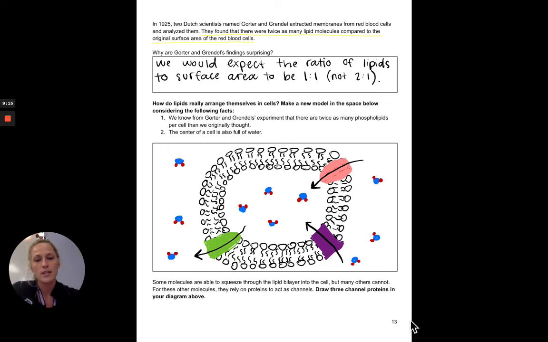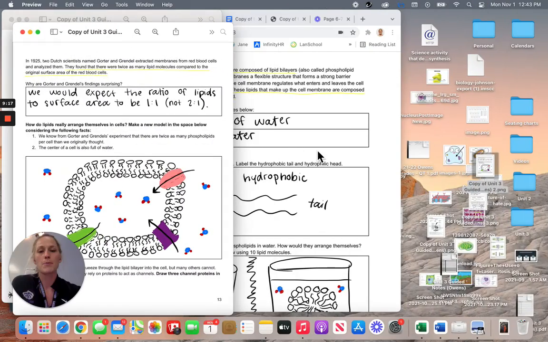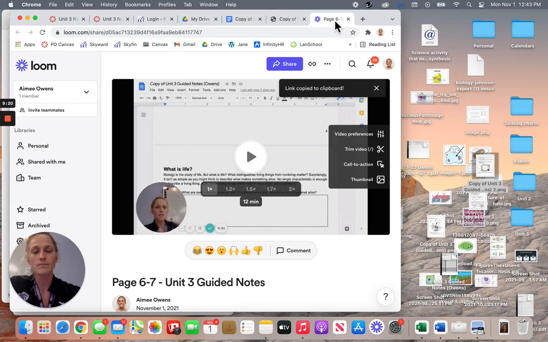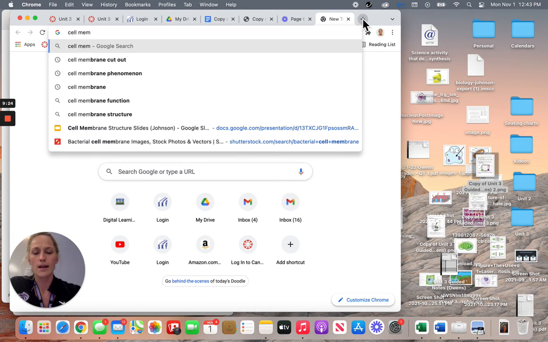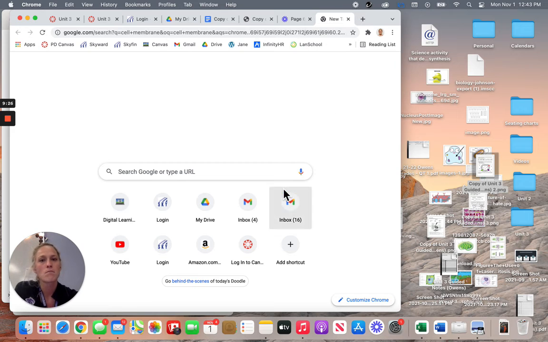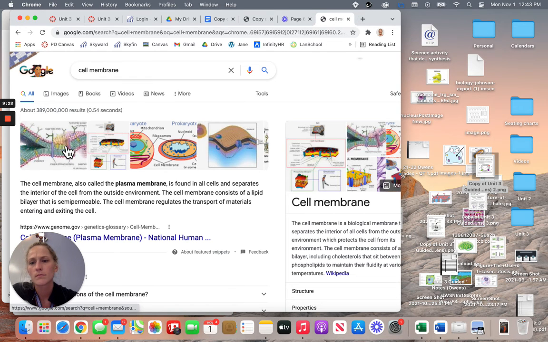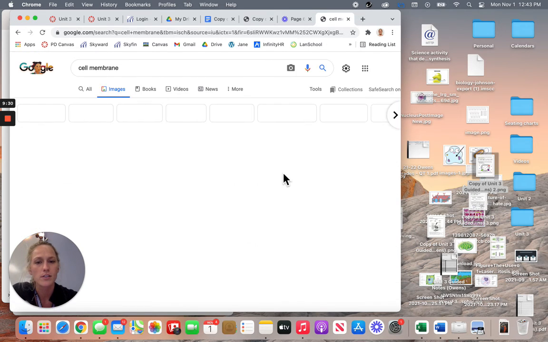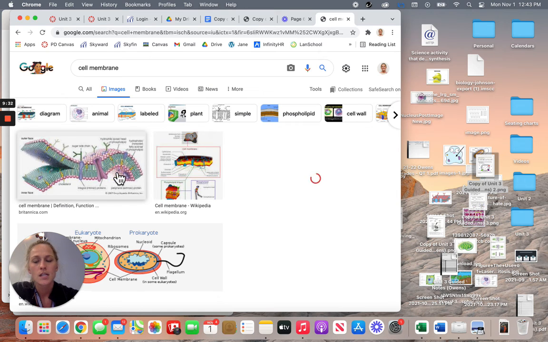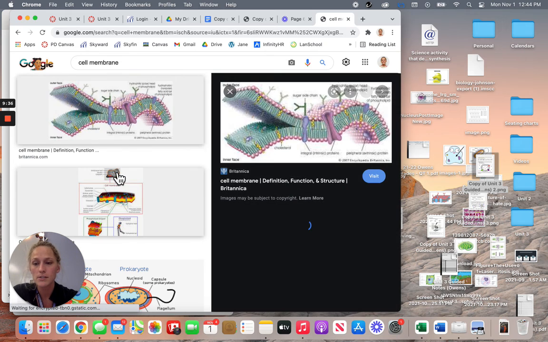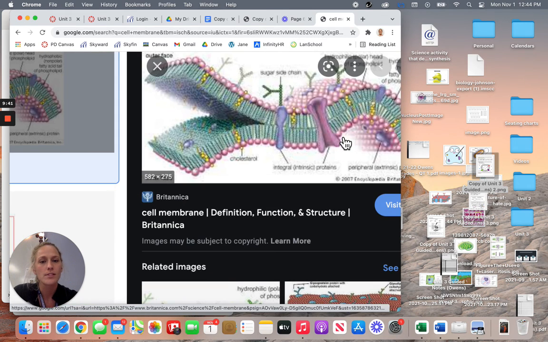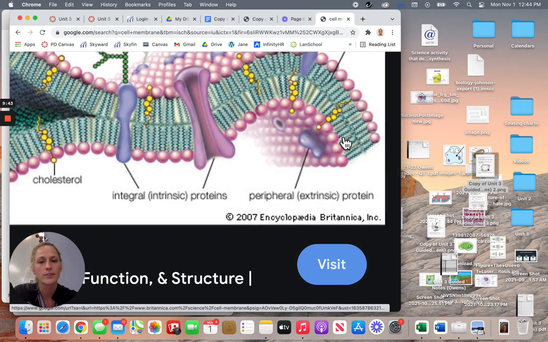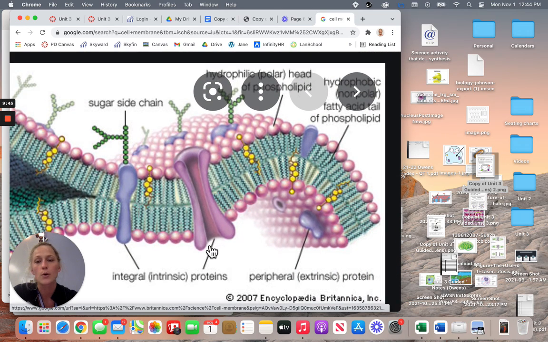But let me show you another model that represents things moving in and out of the cell. I'm going to Google cell membrane. And I really like this diagram here, so let's look at this. Keep in mind, everything is 3D, right? Cells are 3D. They're spheres, they're not just circles. Our cell membrane is 3D, and so are our proteins here.